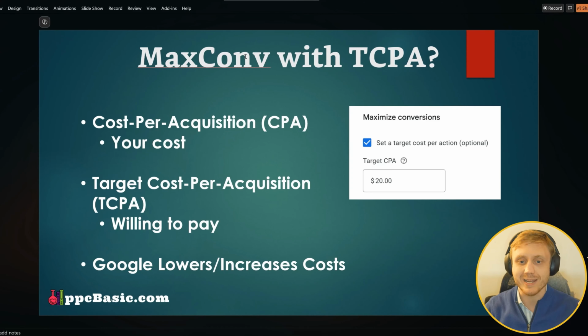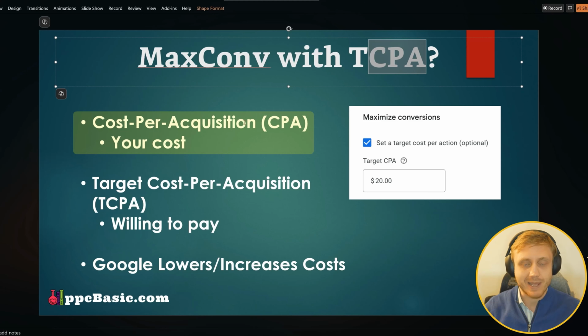So then what is the max conversions with TCPA? The CPA in TCPA stands for cost per acquisition. So this is your cost for getting a conversion. It may cost you $10 for a conversion. It may cost you $20 for a conversion. It may cost you $30 for a conversion, whether that's someone to stay on the phone for 2-3 minutes, whether it's for them to purchase a product on your website. It might cost you $30 for that as well. Whether it's for them to fill out a form on your website, it might cost you $10, $20, or $30.